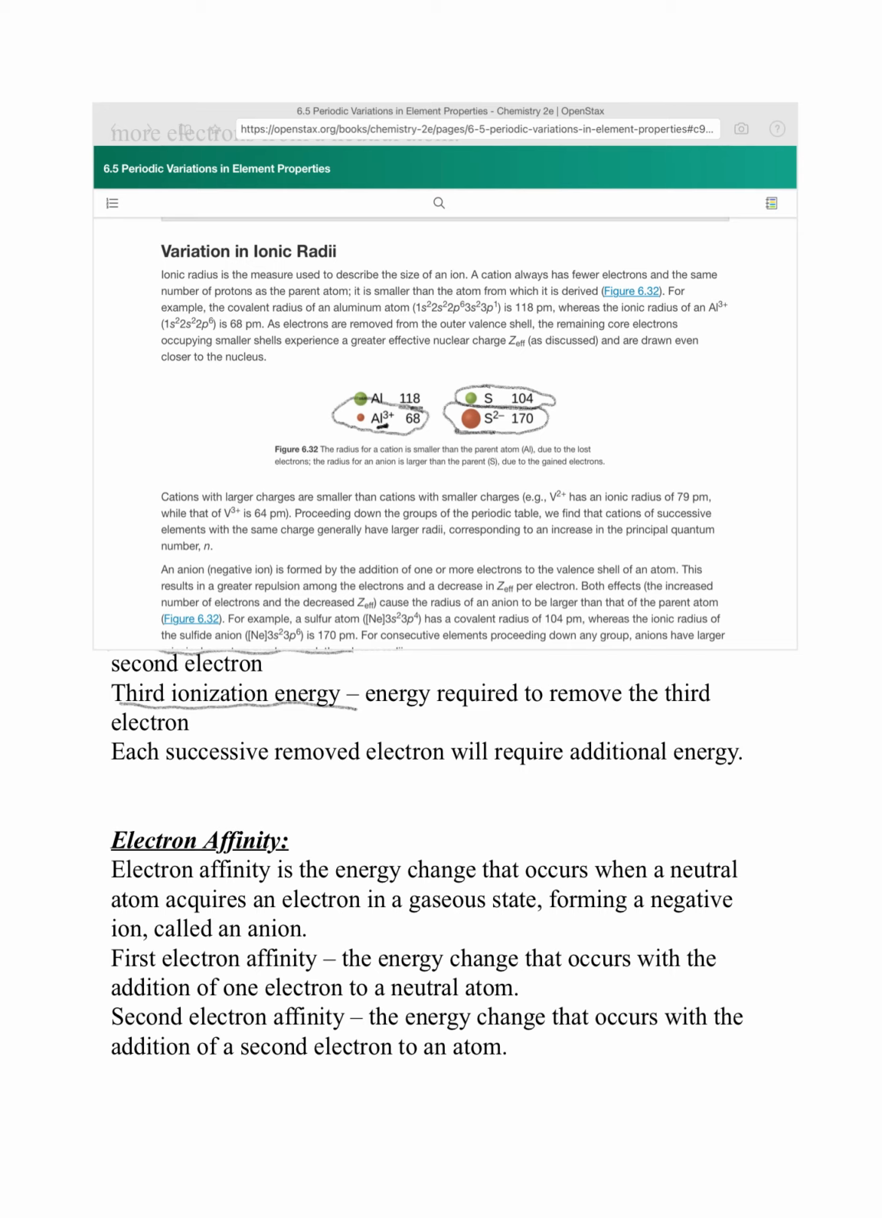So what can you gather from here? If I make an atom a positive charge, right, remove electrons, the ion's going to be smaller than the neutral atom. If I add electrons to a neutral atom, the ionic radii is larger than the atomic radii.